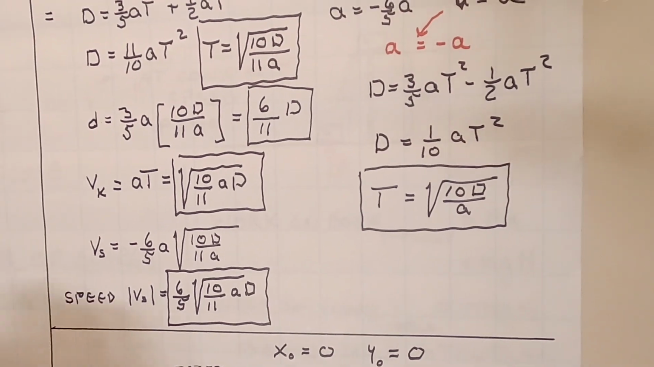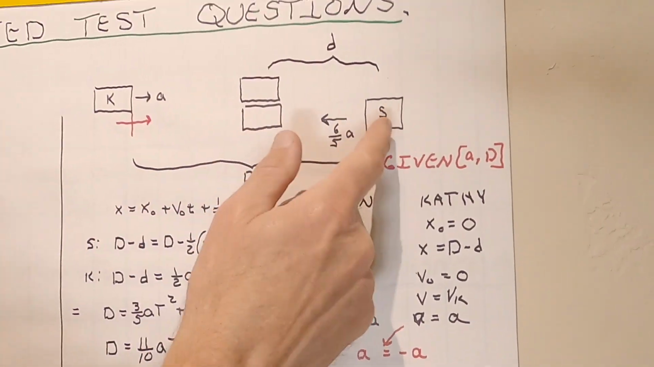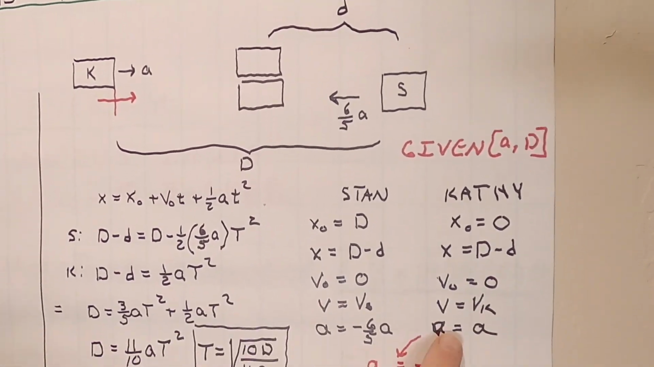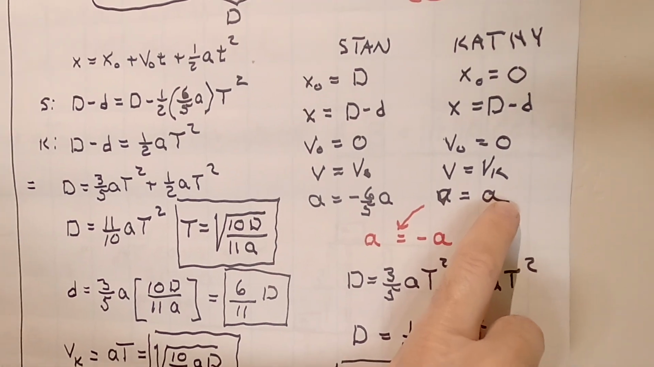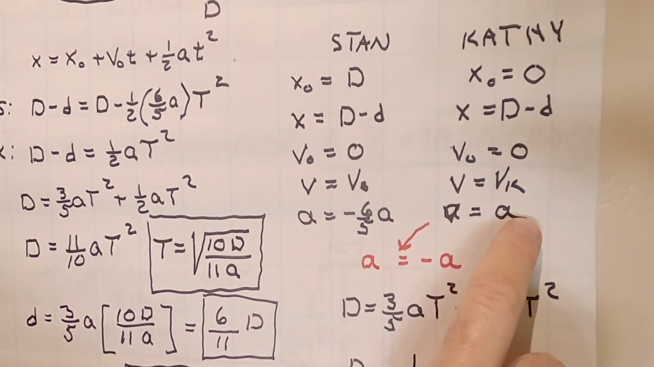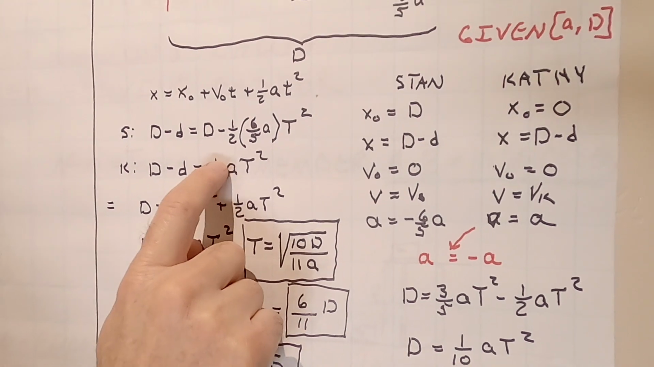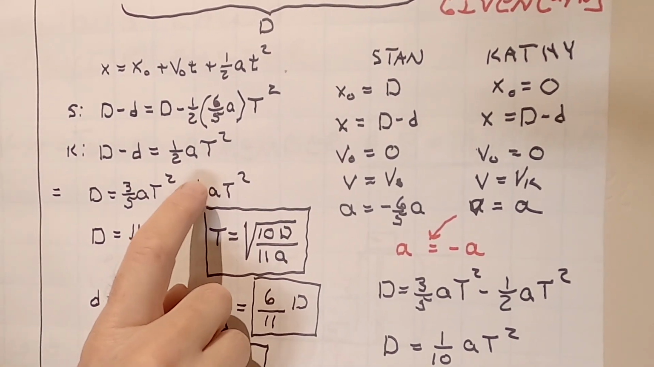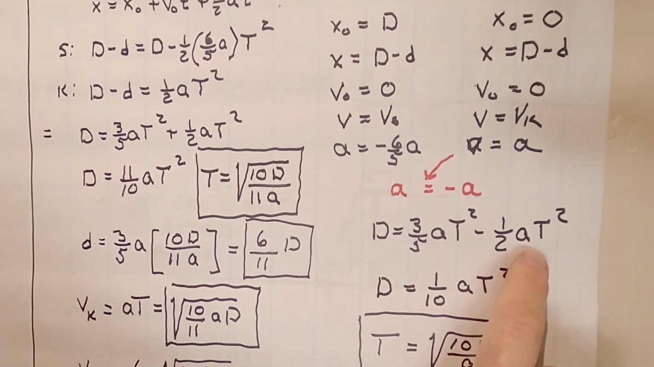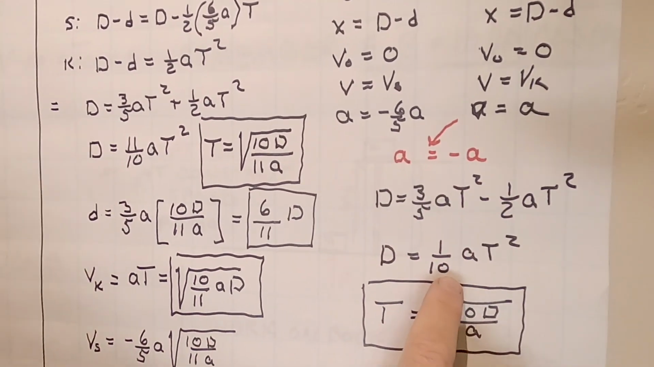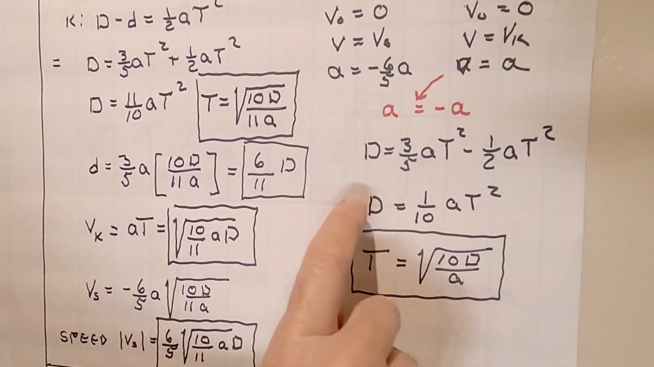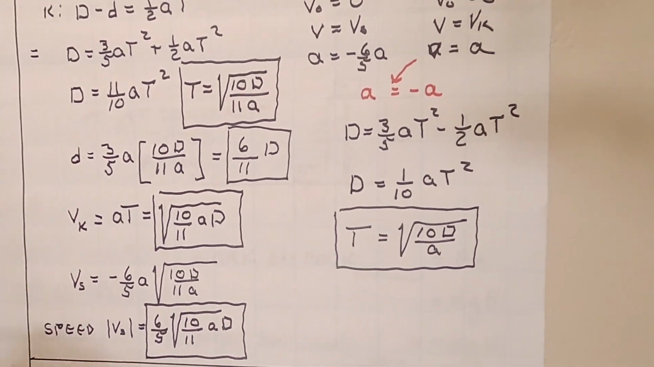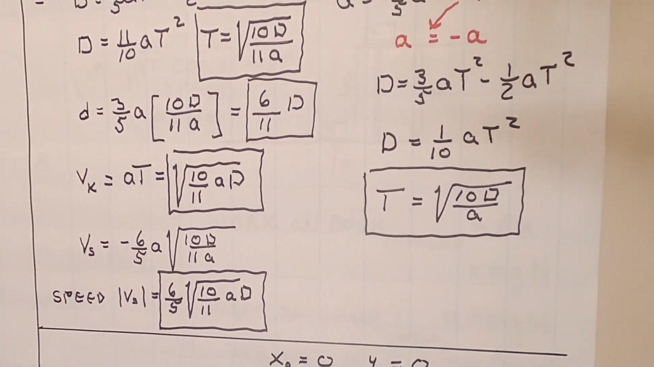Okay, I also asked how much time it would take for them to meet if Kathy accelerated the other way instead. Well, all we have to do is come back to here and call that minus A. That's the only difference. So really, it just meant that was a minus A, which just meant that was a minus right there. So now we're subtracting these two. 3/5 minus 1/2 is 1/10. Multiply the 10 over, divide by the A, and take the square root. There's the time right there. So that was the Stan-Kathy problem.